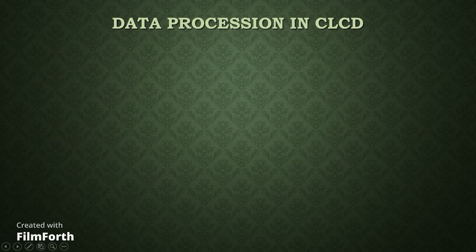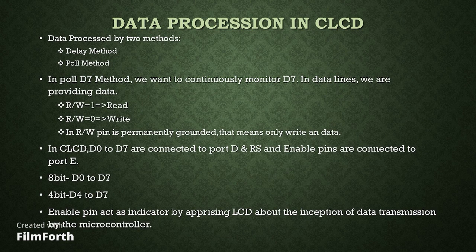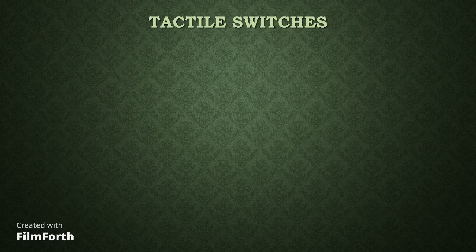Data processing in CLCD. Data is processed by two methods, the delay method and the poll method. In the poll D7 method, we continuously monitor D7. In the data lines, we provide data. RW as 1 means read, RW as 0 means write. The RW pin, that is the read or write pin, is permanently grounded, which means only write for instructions and data. In CLCD, D0 to D7 are connected to port D, and the RS and enable pins are connected to port E. 8 bits mean D0 to D7, and for 4 bit, D4 to D7. The enable pin acts as an indicator, apprising the LCD about the inception of data transmission by the microcontroller.